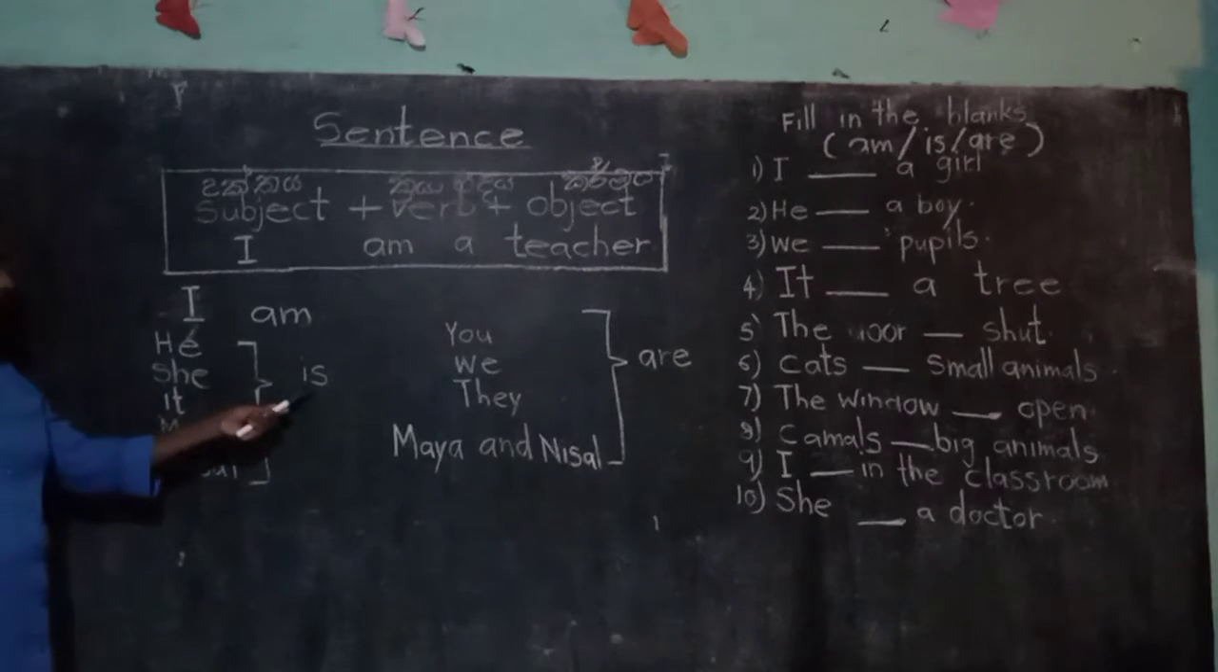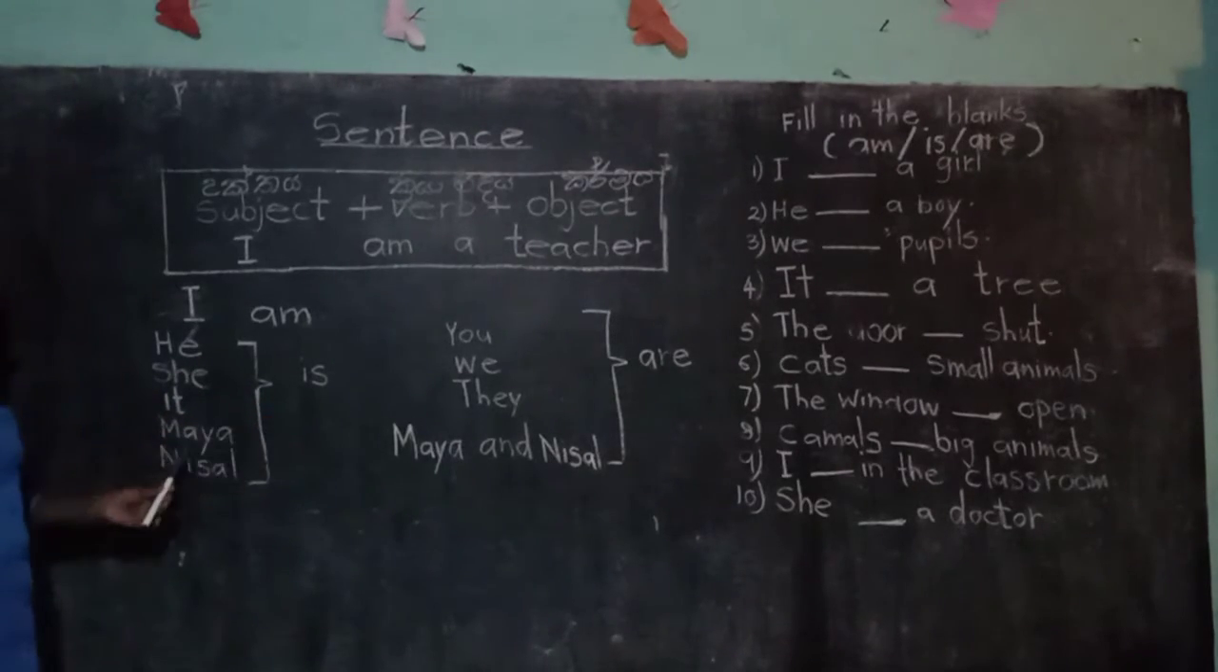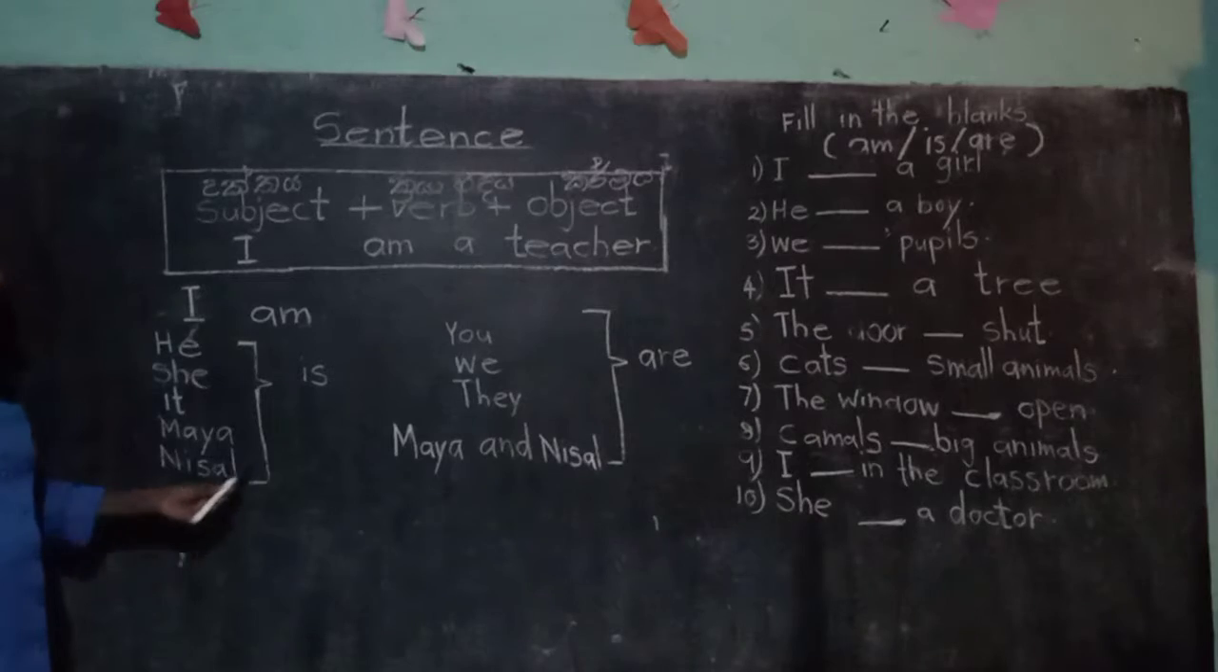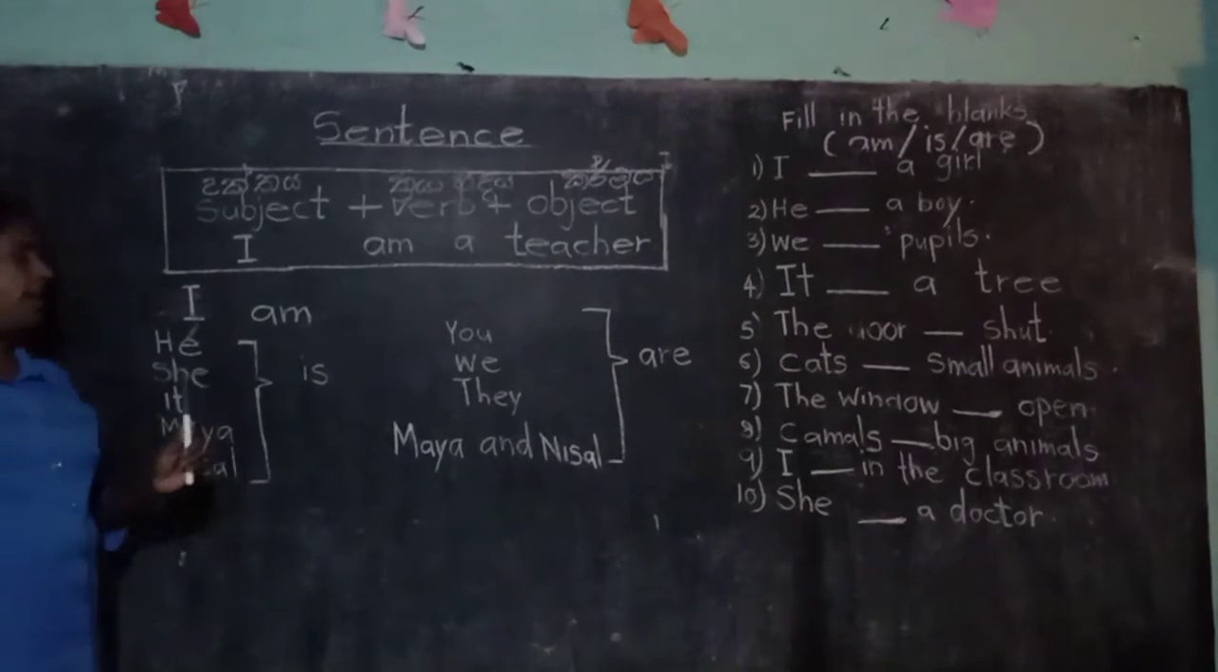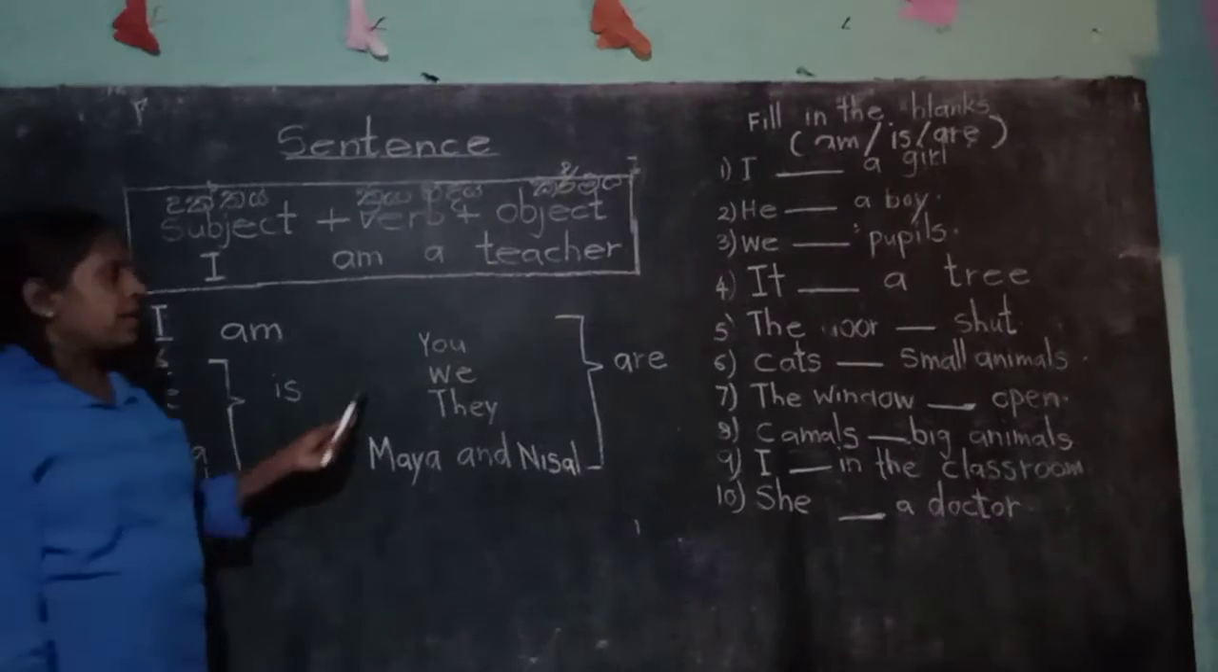Next one. He is, she is, it is, Maya is, Nisal is. Yes, Maya is a girl. Nisal is a boy. It is a cat. Like that.